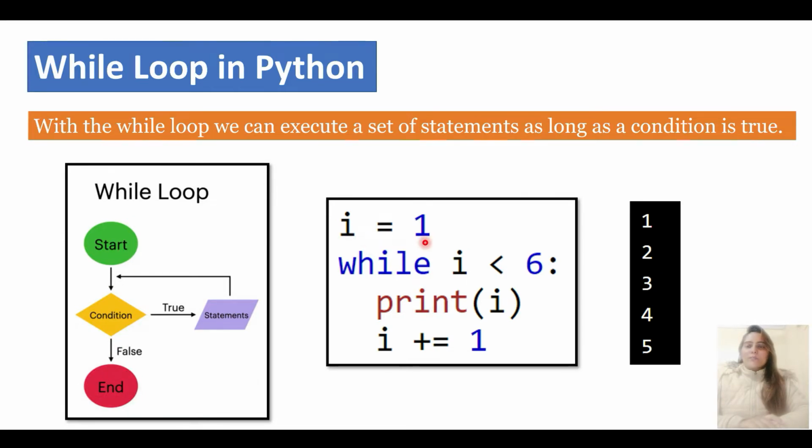I equals 1. So while I is less than 6, keep printing I and execute I equals I plus 1. So 1 will be printed, then 2, then 3 and 4. And when this reaches 5, 5 will be printed. Now I will be equal to 6. So this condition, when I equals 6, will be false and the loop will then be terminated.